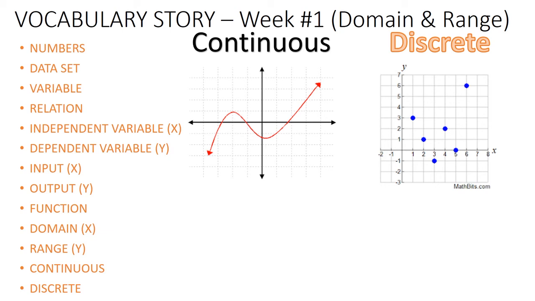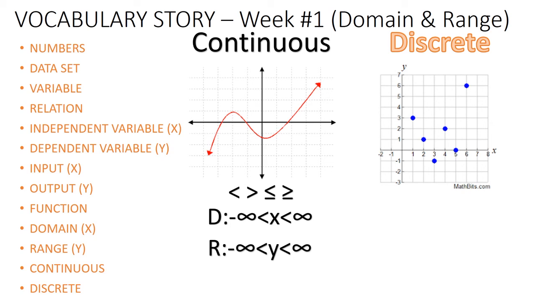When writing the domain and range of a relation or function, you must know if the function is continuous or discrete, because you write continuous domain and range with inequalities. You write discrete domain and range by listing each individual number inside of curly braces, with each number separated by a comma.